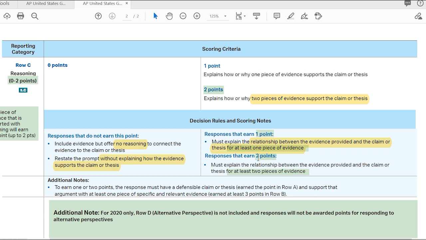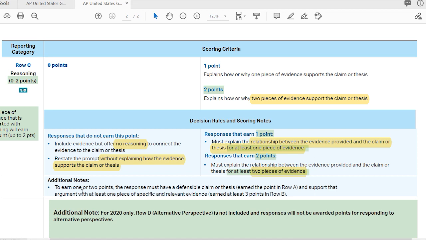Responses that earn 2 points must explain the relationship between the evidence provided and the claim or thesis for at least 2 pieces of evidence. In other words, if you have reasoning for both, you get all of the points. So the reasoning point prior to this was kind of a mystery. You got 1 reasoning point if you used any reasoning at all in your essay. This one, they're tying the reasoning to each of the points that you have to make, okay?